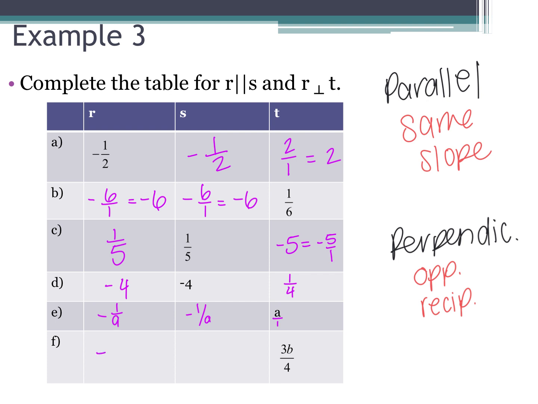All right, in the bottom one, F, what should R be? Negative 4 over 3B. Good, 3B. And if it's parallel? Same thing, negative 4 over 3B. You have to calculate it out.